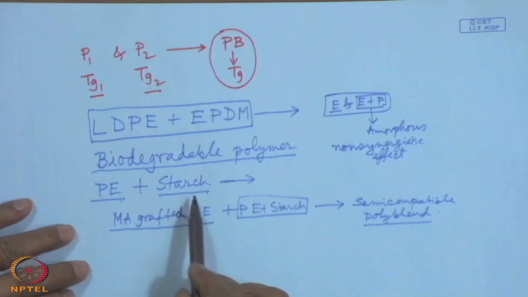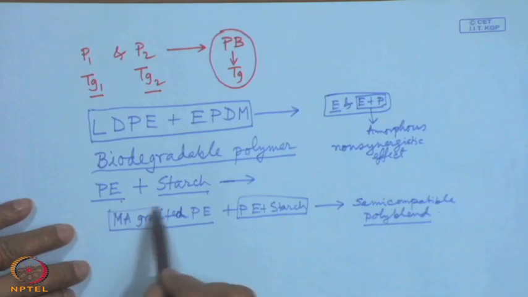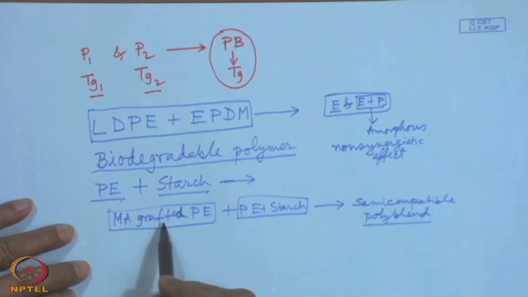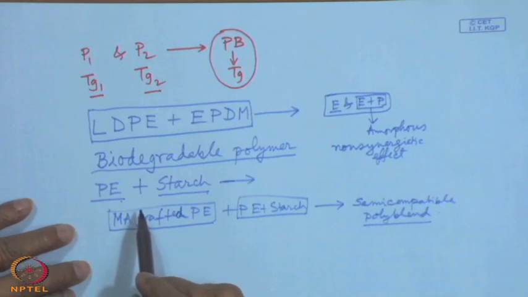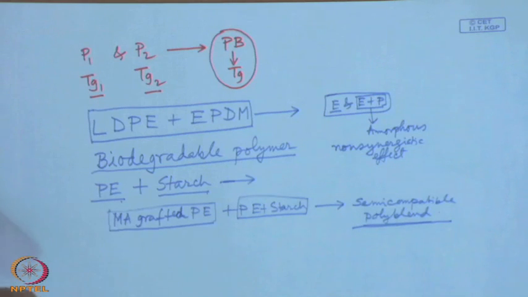While polyethylene and starch as such are immiscible, the use of 5 to 10 parts by weight of maleic anhydride grafted polyethylene improves their miscibility, because this maleic anhydride part is a polar part that helps in interface adhesion between the polyethylene and starch and leads to forming a semi-compatible polyblend.